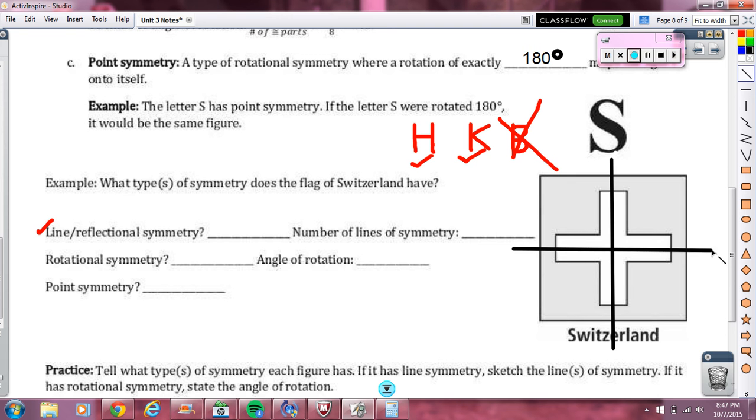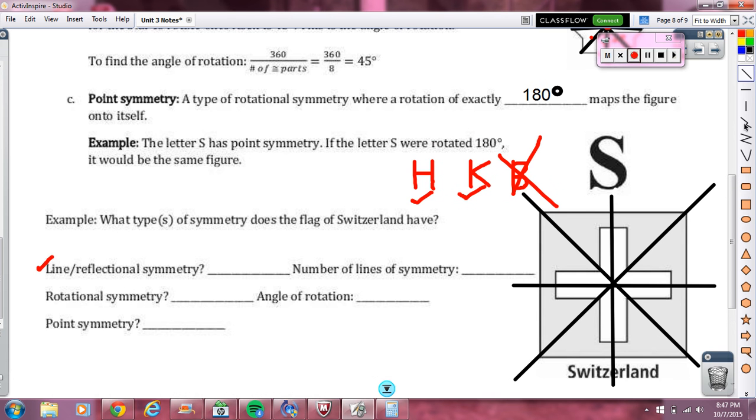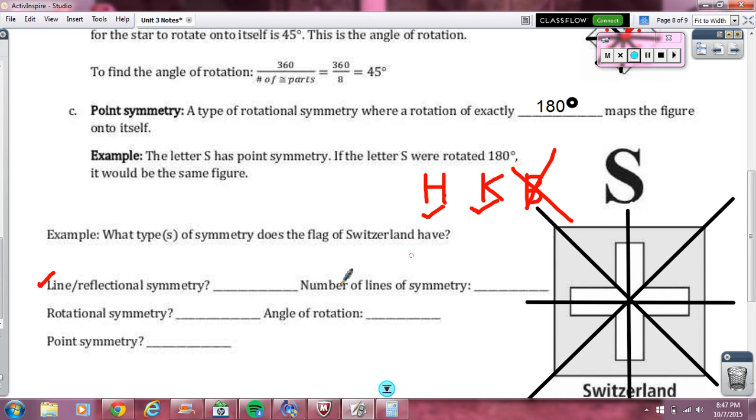I could draw a line the other way. That would still cut the flag into pieces that were the same. I could draw one here along the diagonal and another one over here along the other diagonal. And each of these is allowing me to cut the flag into two congruent halves. So I guess the answer to my first question, what types of symmetry does the flag have? Do we have line symmetry? That's a yes. And the number of lines of symmetry I drew was 1, 2, 3, 4. Be careful not to count the same line twice. So 4 lines of symmetry.